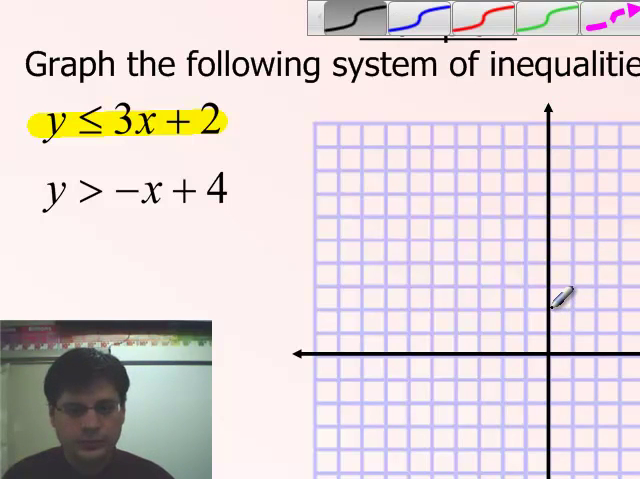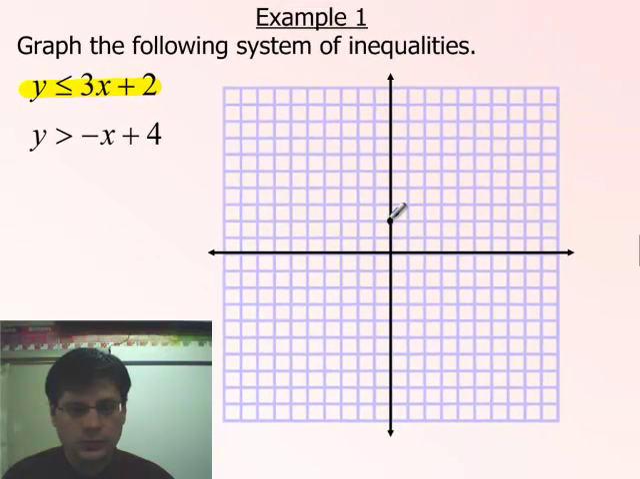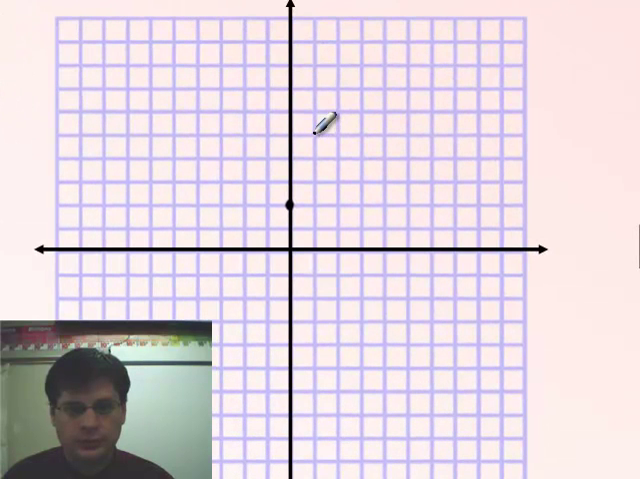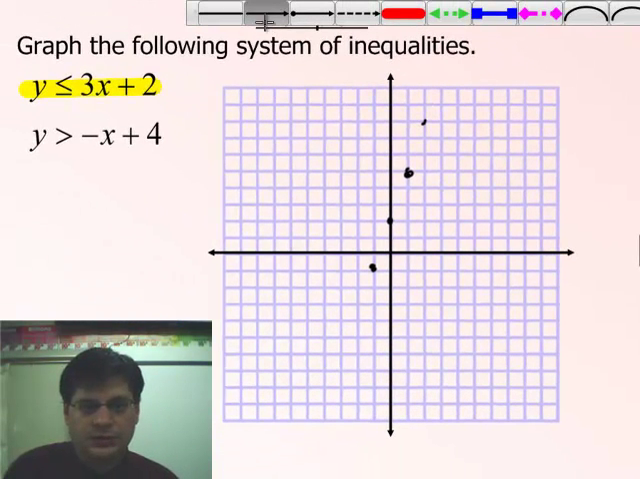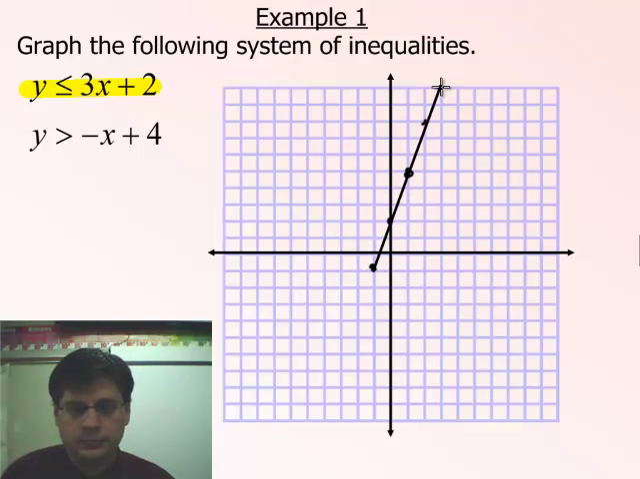We start at plus 2. And then we go up 3, 1, 2, 3, over 1. Up 3, 1, 2, 3, over 1. And let me get one more point, but in the other direction. So down 3, 1, 2, 3, and left. We'll connect our points. Make sure your lines extend the entirety of your graph.